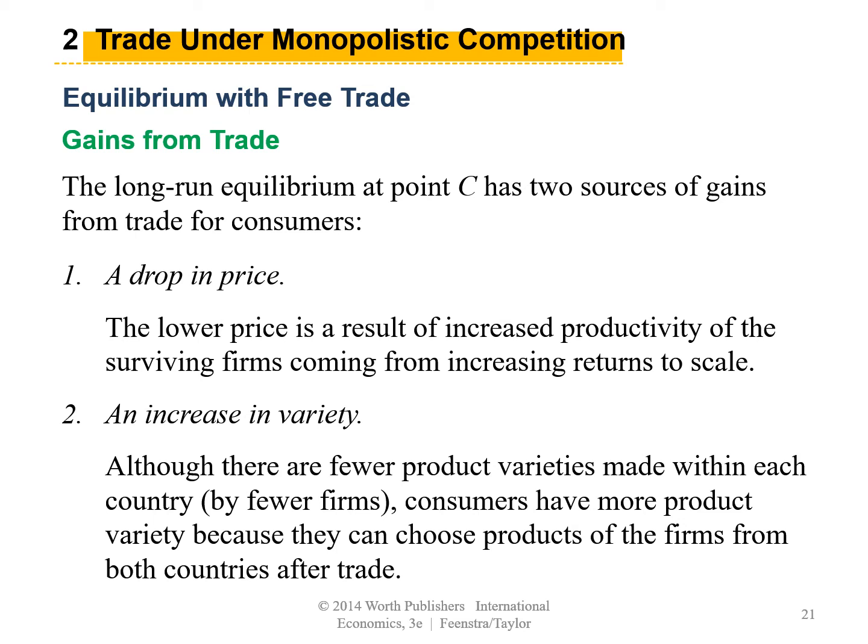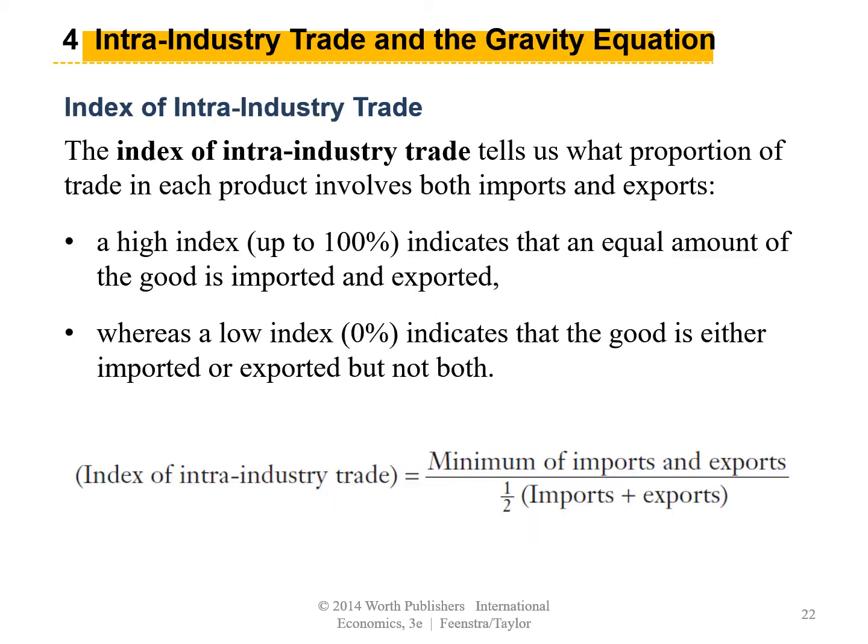Imagine if you had to buy all your coffee from the United States. It wouldn't be very good. There is an index called the Index of Intra-Industry Trade. And the Index of Intra-Industry Trade is an indicator of how unbalanced a country's trade is for a particular sort of good.